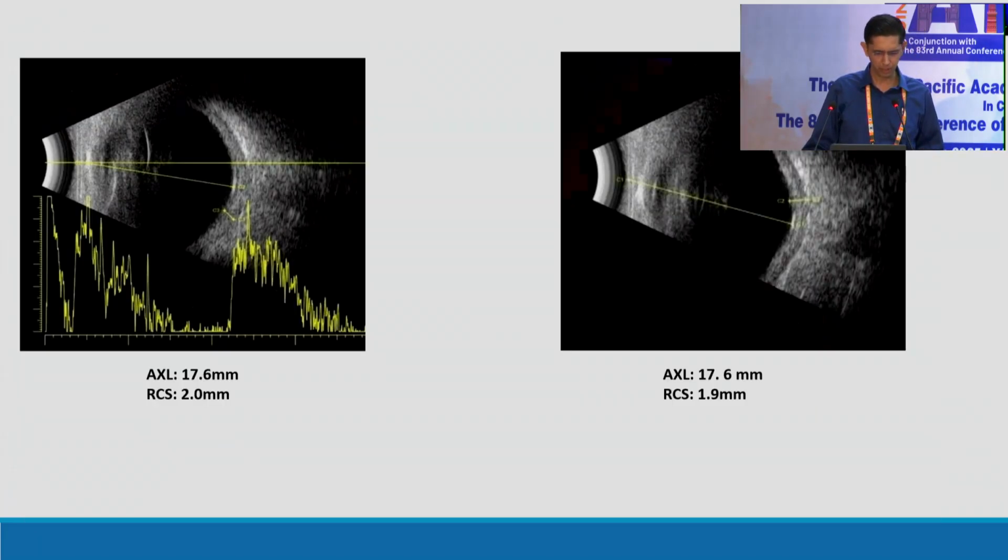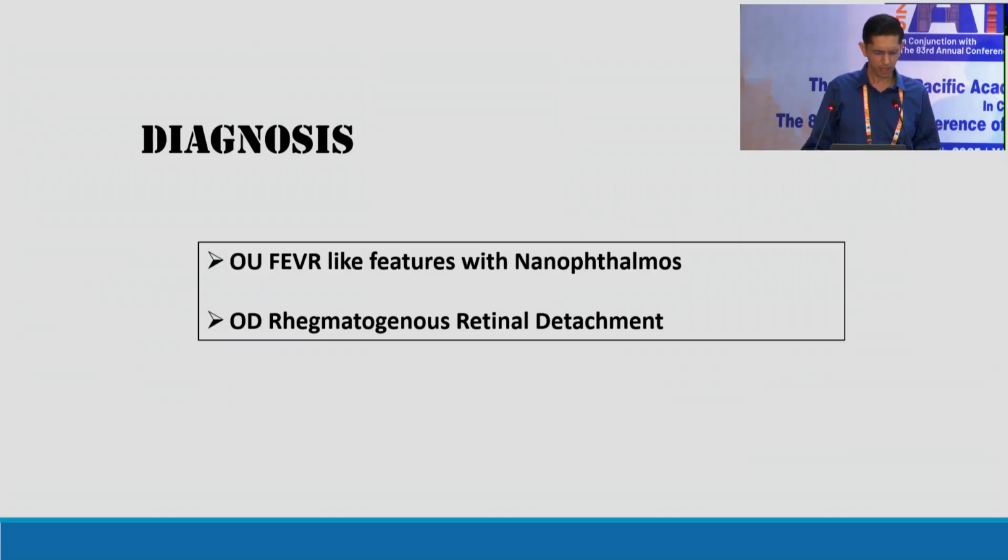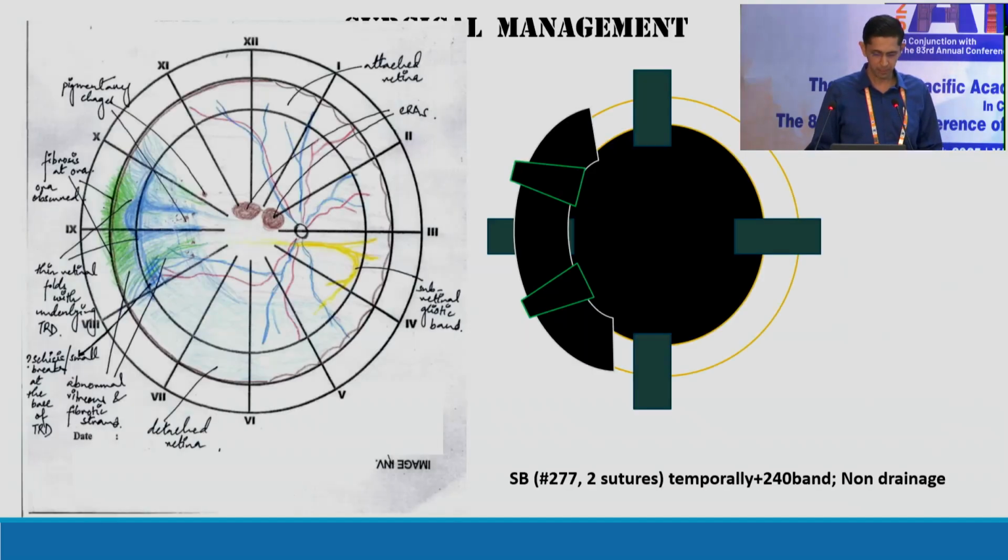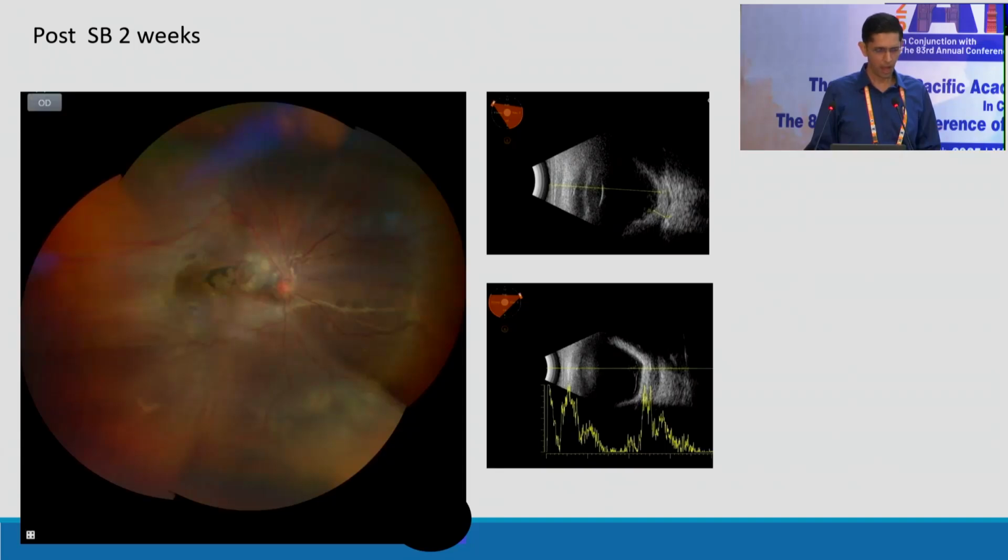And to add to the confusion, the ultrasound showed a nanophthalmic appearance with extremely short axial length and increased RC thickening. So this was an atypical combination of FEVR-like features with nanophthalmos, which we have not seen before. So we advised genetic testing, and the right eye did well with post-buckle surgery, and the retina settled well. However, the genetic testing did not reveal any pathogenic or likely pathogenic variant.